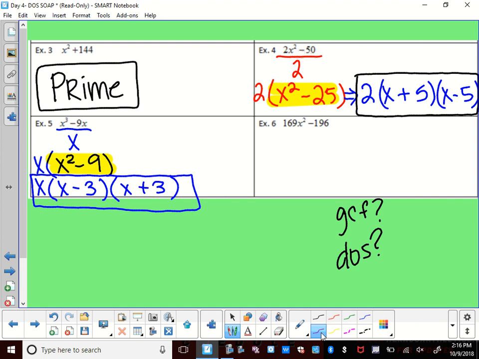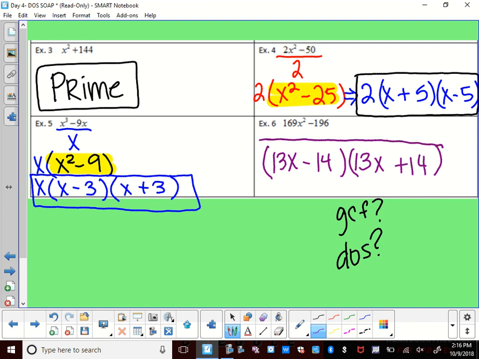All right, number 6. Okay, I have a DOTS problem. There's no GCF. If you tried it, you'll get 1. So I get right into my double parentheses. What goes into my first parentheses? What's the square root of 169? 13. And the square root of x squared. And then we have 196. You did minus 14, so this will be plus 14. Remember, you guys can choose whatever you want as far as plus or minus.